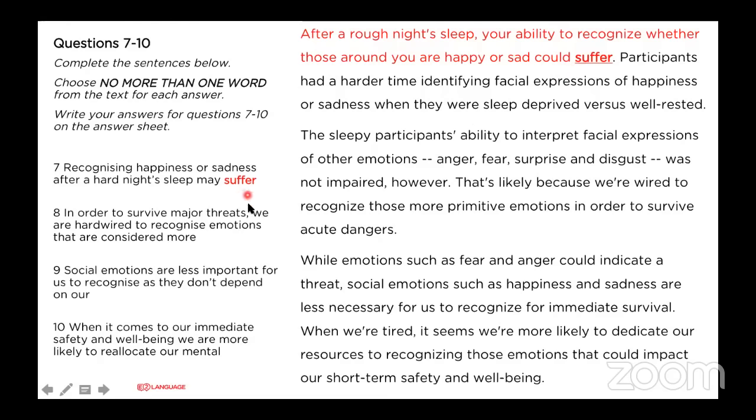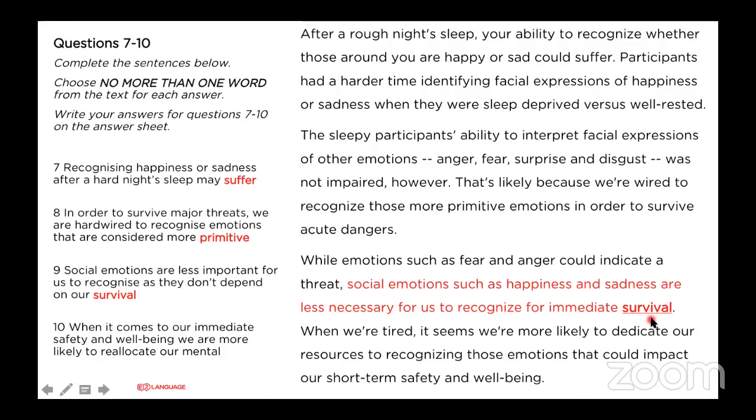You could suffer. Now, 8, in order to survive major threats, we are hardwired to recognize emotions that are considered more what? More primitive. We're wired to recognize those more primitive emotions in order to survive acute dangers. So here the adjective primitive, emotions that are considered more primitive. That's the answer for number 8. Number 9, social emotions are less important for us to recognize as they don't depend on our survival. Social emotions such as happiness and sadness are less necessary, less important for us to recognize for immediate survival.